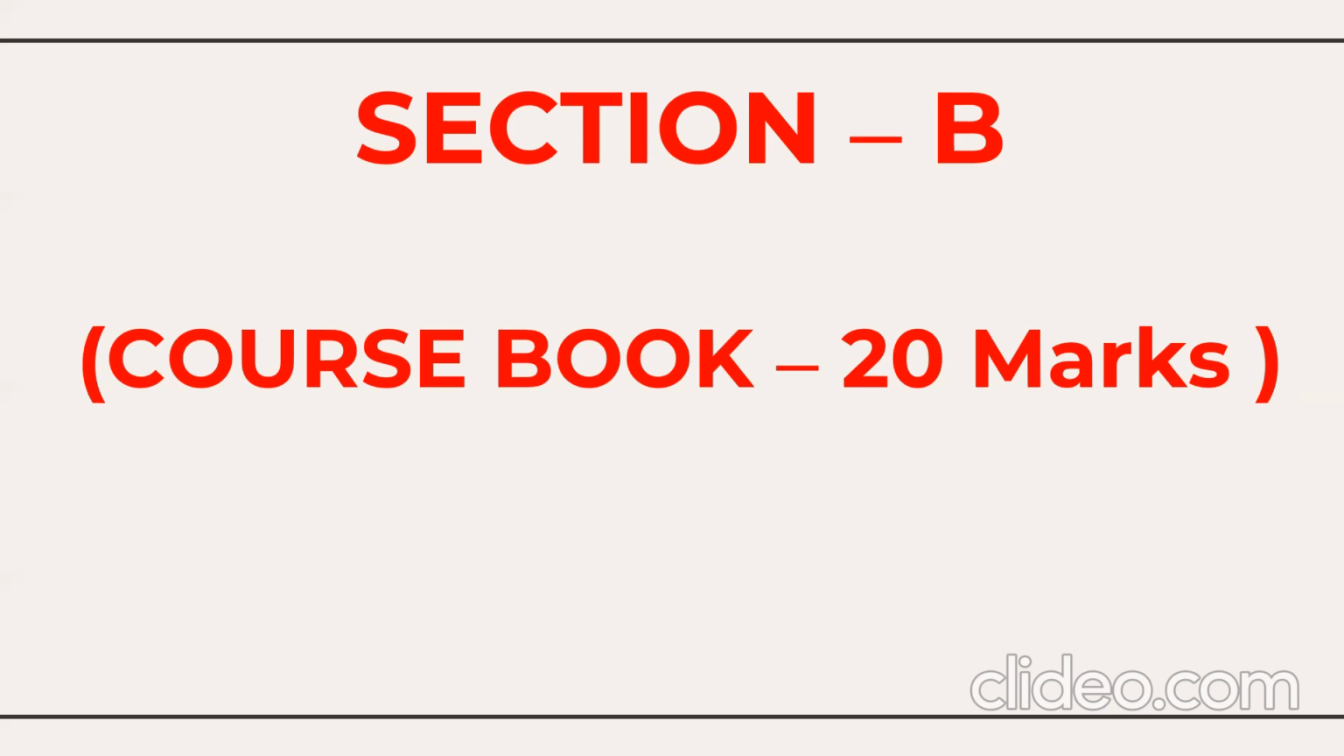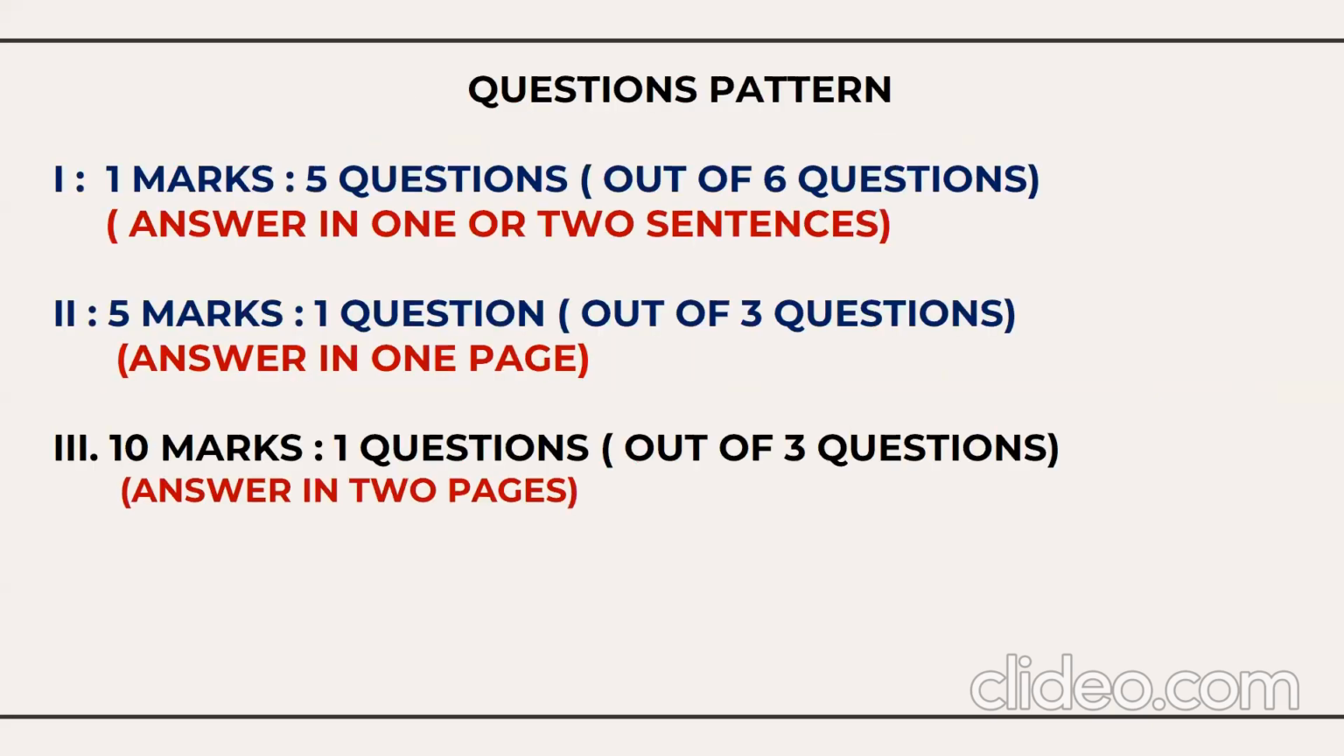How will these 20 marks questions be asked here? You have three important sections: 1 mark 5 questions, 5 marks 1 question, 10 marks 1 question. 1 mark 5 questions. Out of 6 questions, you'll be asked here 6 questions, and out of 6 questions, you need to opt here only 5. So choices are very less. 5 marks only 1 question out of 3. 10 marks only 1 question out of 3.